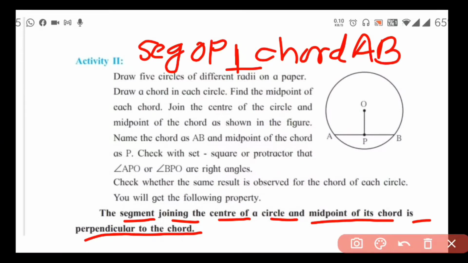The first property is that the perpendicular drawn from the center of the circle bisects the chord, and this is the second property: segment OP is perpendicular on chord AB. It means that at point P, 90 degree angles are formed. Here in this diagram, angle APO and angle BPO, these two angles are 90 degrees. So let us use these properties to solve our sums from practice set 17.1.